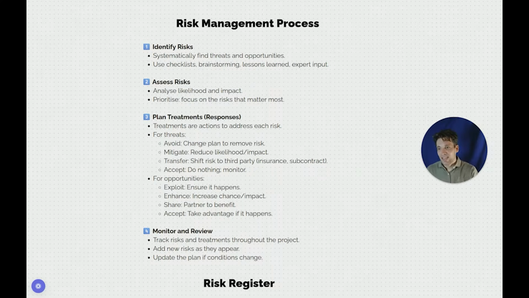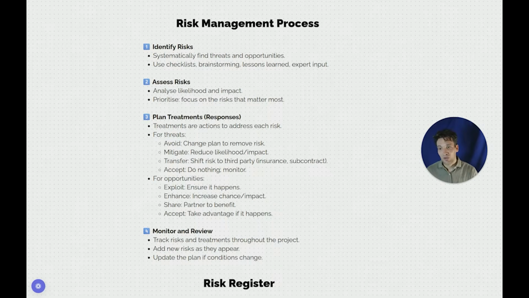Step 3 is then we need to plan. So we need to prepare for our responses. So basically, what are we going to do to address each risk? So for our threats, the negative risks, we can avoid them. We could change the plan to remove the risk. We can mitigate them. We could take steps to reduce either the likelihood of the risk occurring or the impact if it does occur. We could transfer this risk to a third party through a subcontract or through insurances. And if they're not significant or not a big impact, we could just accept them and choose to do nothing.